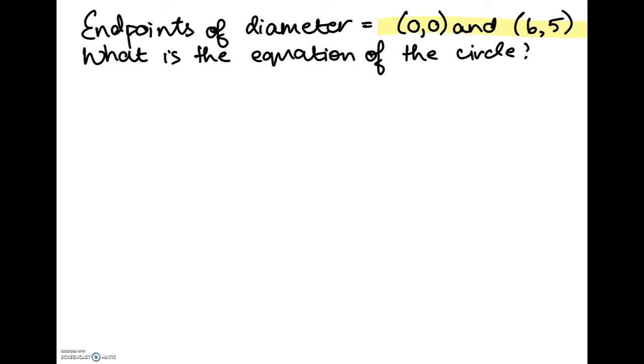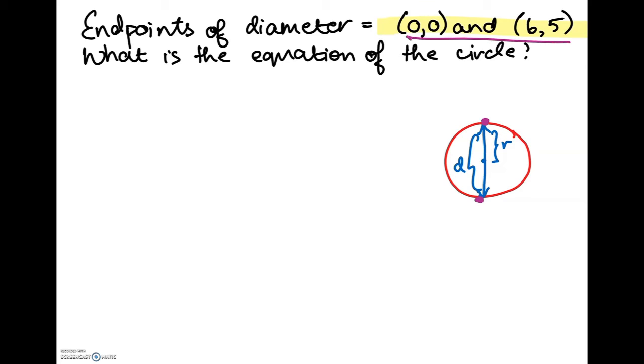So endpoints of the diameter, what does that mean? Well, you know in a circle that the distance, or like sort of like a line from one point to another point, is the diameter. And the distance of half of the diameter is the radius. So you should probably know that from basic circle geometry. And so basically the diameter is this whole entire thing. They're saying that the endpoints of the diameter, so this point over here and this point over here, are given two coordinate points, 0, 0, and 6, 5.